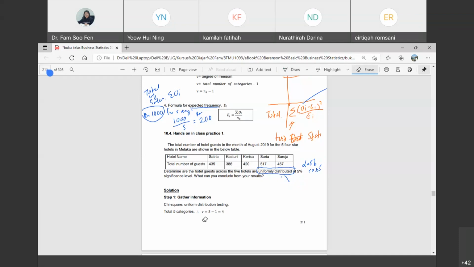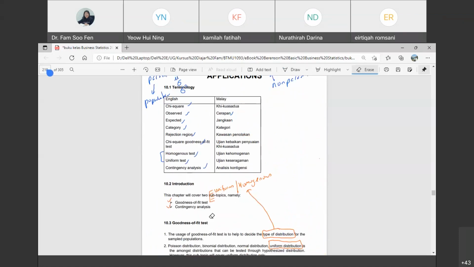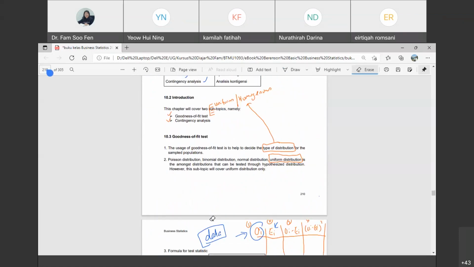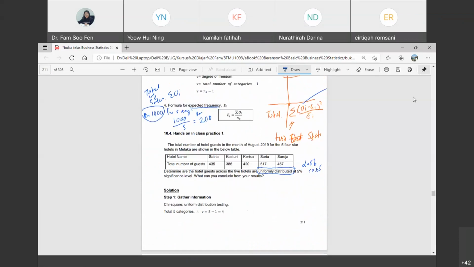Next, we're talking about the uniform. As I said, in chi-square we are going to learn two things: one is the goodness of fit, and another one is the contingency table. Now we are doing the goodness of fit. We want to test whether the distribution is uniform.